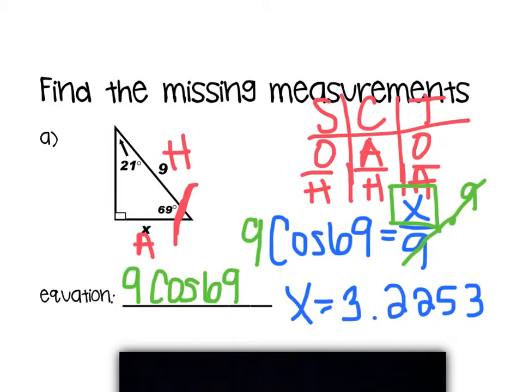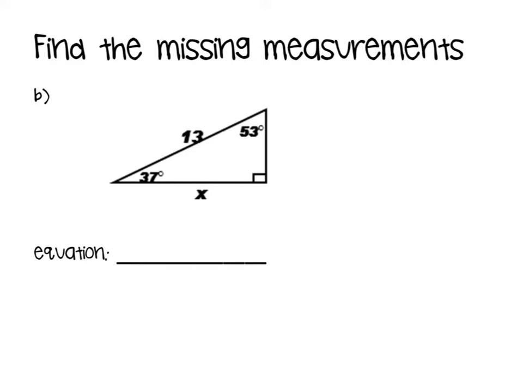Let's look at the next problem. Again, we have angles 37 and 53. It doesn't matter which we use. We'll just pick one. I'm going to go ahead and start with this angle, 53. Based on the angle, we label our sides. 13 is our hypotenuse. X is our opposite.